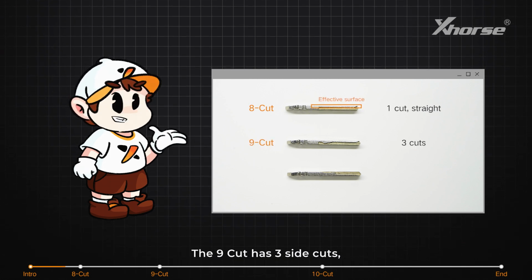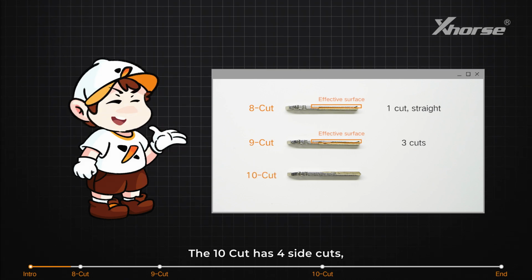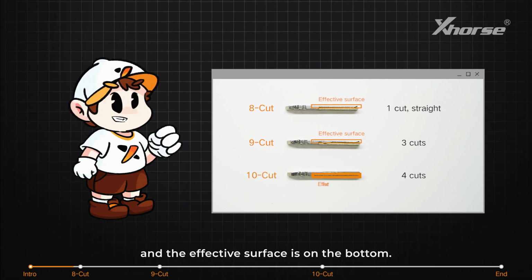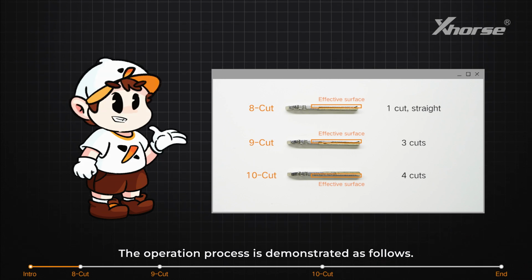The 9 cut has 3 side cuts, and the effective surface is on the top. The 10 cut has 4 side cuts, and the effective surface is on the bottom. The operation process is demonstrated as follows.